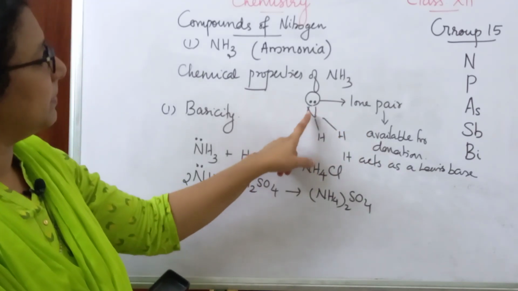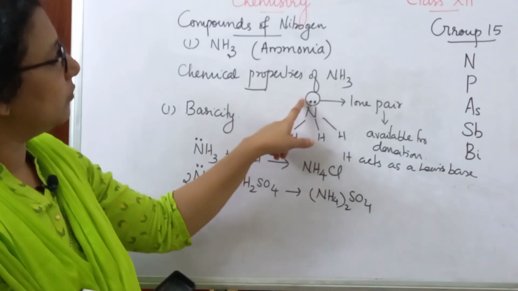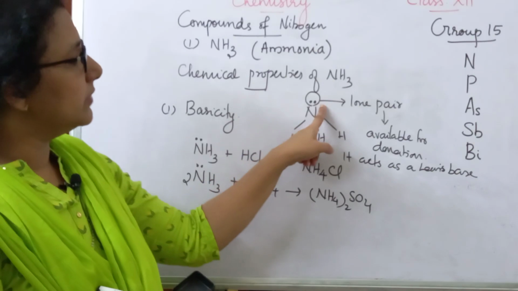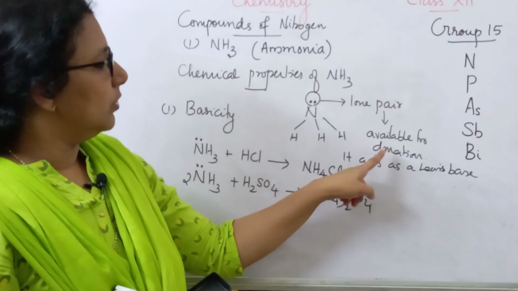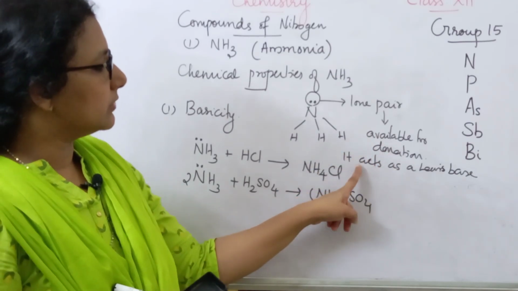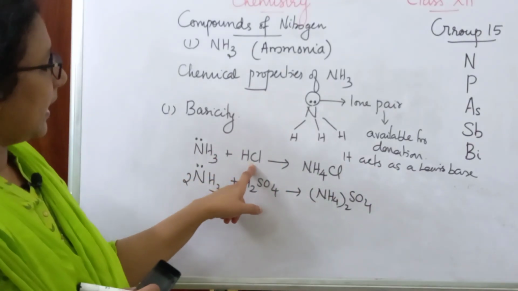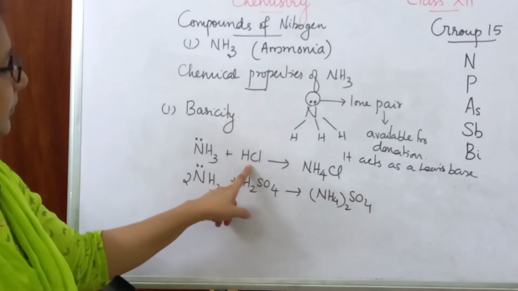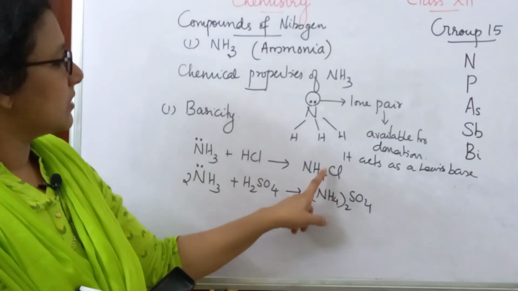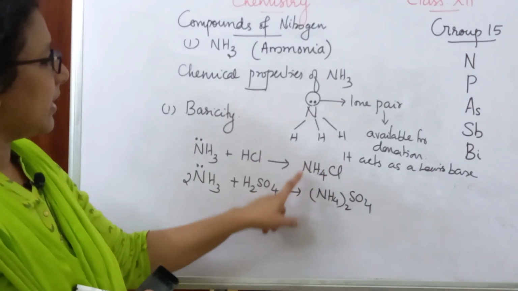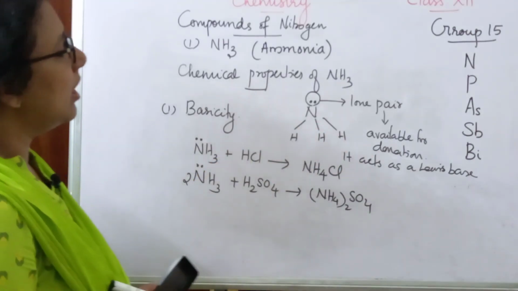So ammonia has a pyramidal structure. There are 3 bond pairs and 1 lone pair of electrons, and this lone pair is available for donation. Because of the presence of the lone pair, it acts as a Lewis base. So ammonia reacts with acid and produces a salt. If it is HCl, we will get ammonium chloride. If it is H2SO4, we will get ammonium sulfate. So salts will be formed. This reaction supports the Lewis basic nature, or the basicity, of ammonia.